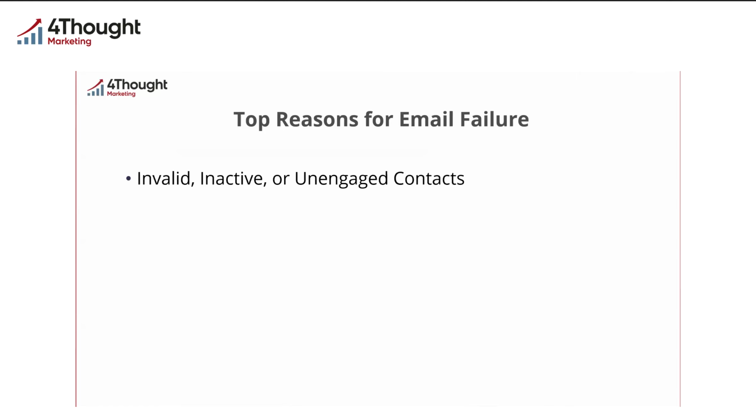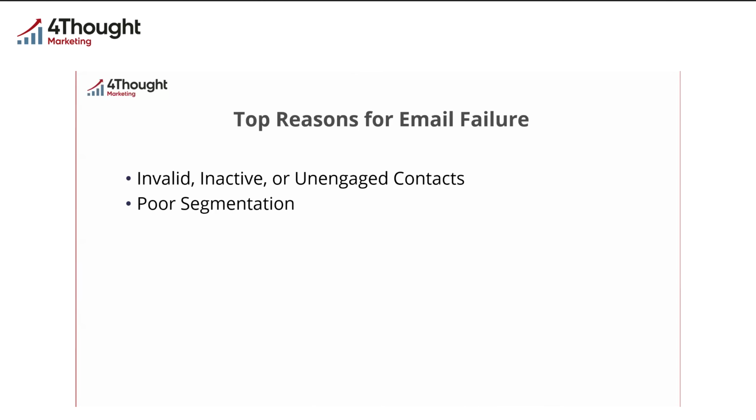So the first one is an obvious one, and that is when you've just got bad data in your system. Whether the emails have gone inactive, they're no longer responding, they're unengaged, so they're in your system, but they're just lurking, or they become invalid and they're no longer reachable, but you still have them in your system. So keeping these clean is important in order for you to keep your deliverability high.